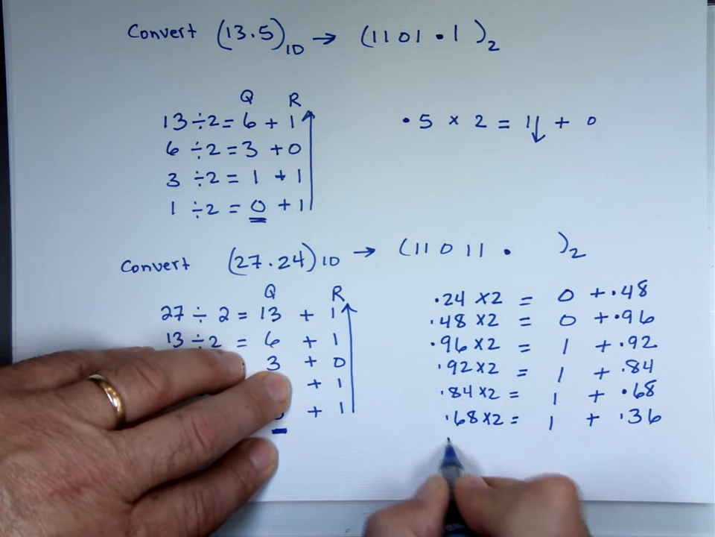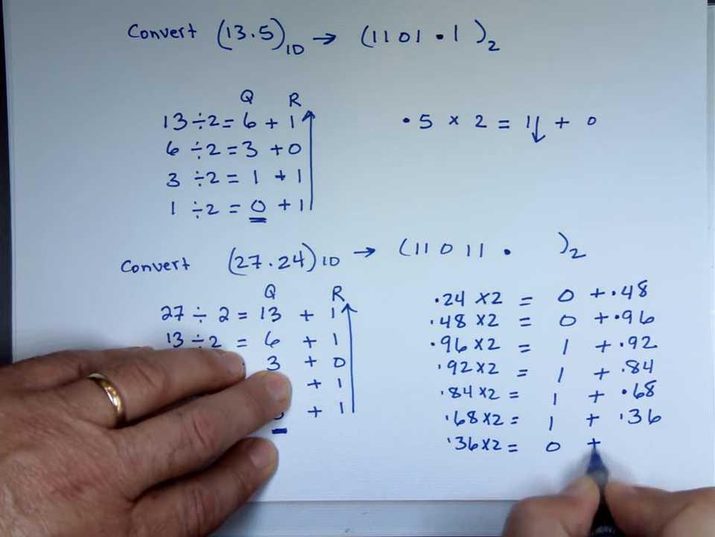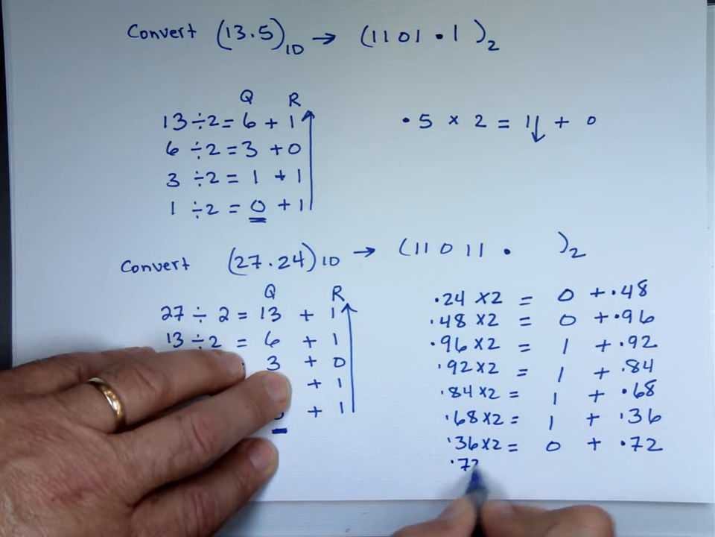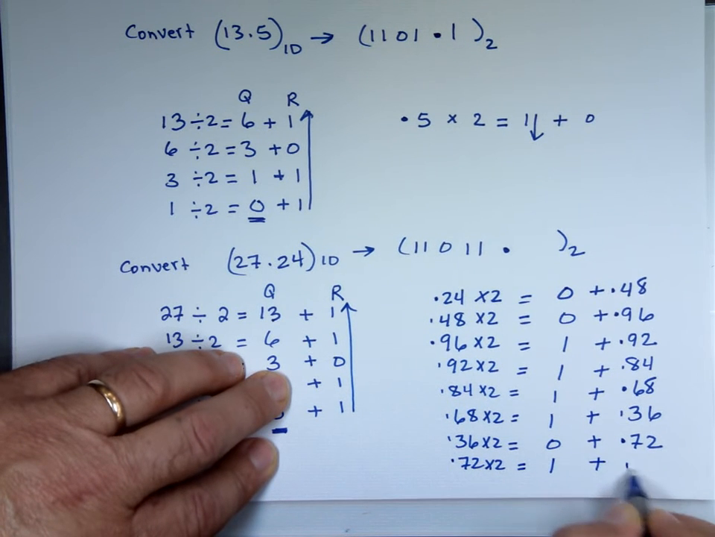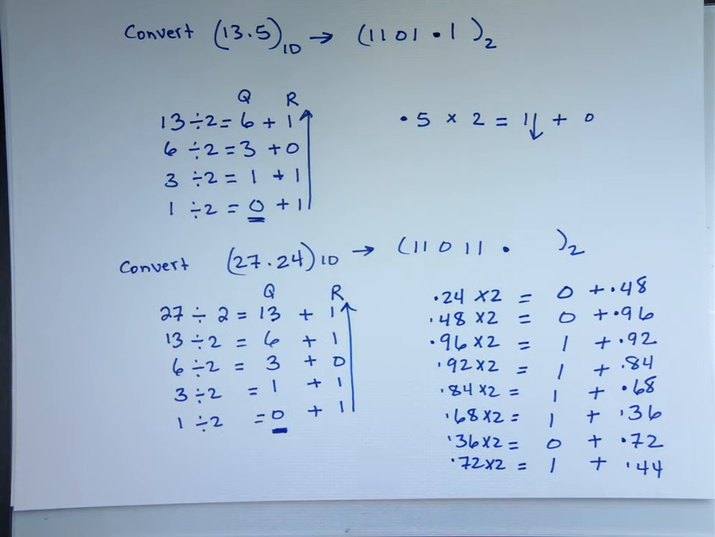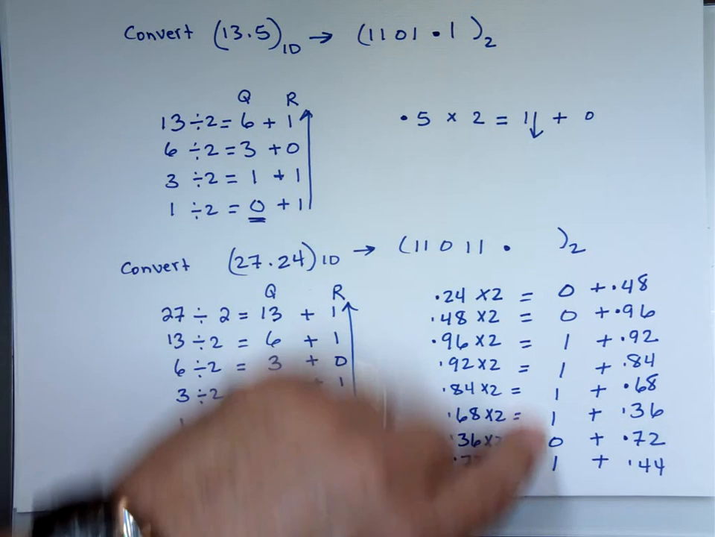What's 0.36 times 2? 0 plus 0.72. What's 0.72 times 2? 1.44, right? And you keep going till you end up eventually with 0 here. If you don't end up with 0, that's okay. You have a maximum size register on the computer. Some machines are 8-bit machines, some are 16-bit machines, some are 32-bit machines. Once you exceed that size, it doesn't matter.